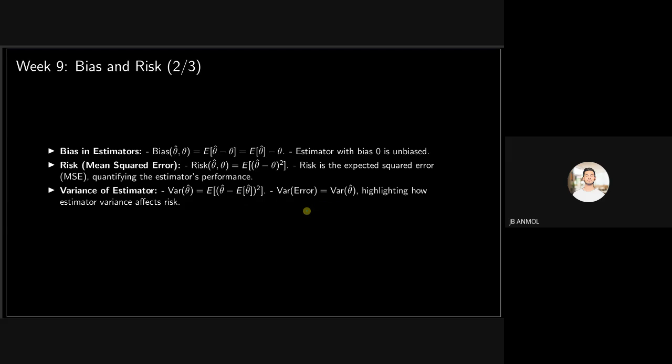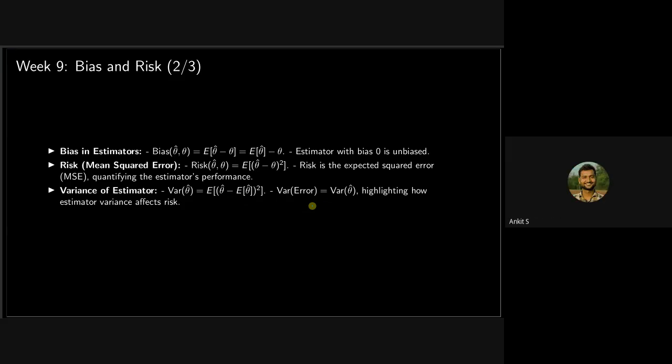Sir, if my bias comes out to be non-zero, then it is biased. Yeah, correct. When it is 0, we call it unbiased. Sir, please clarify bias and unbiased.